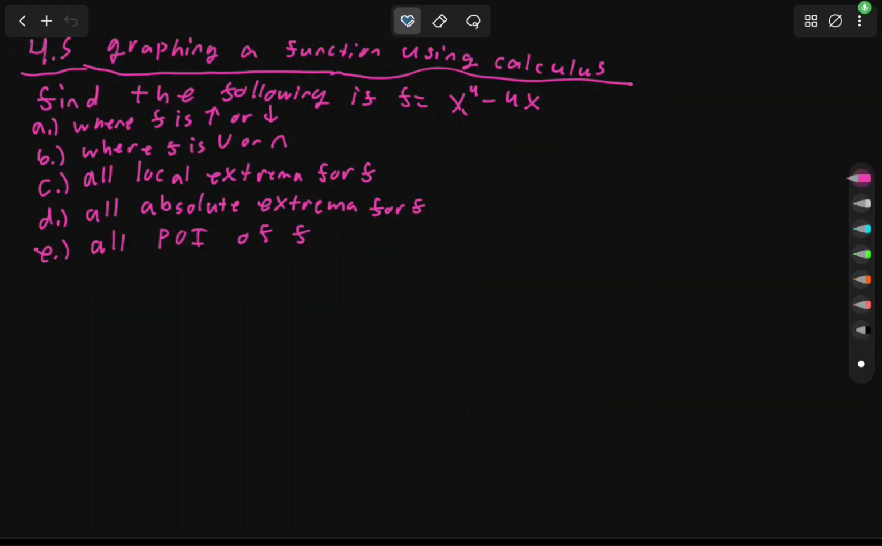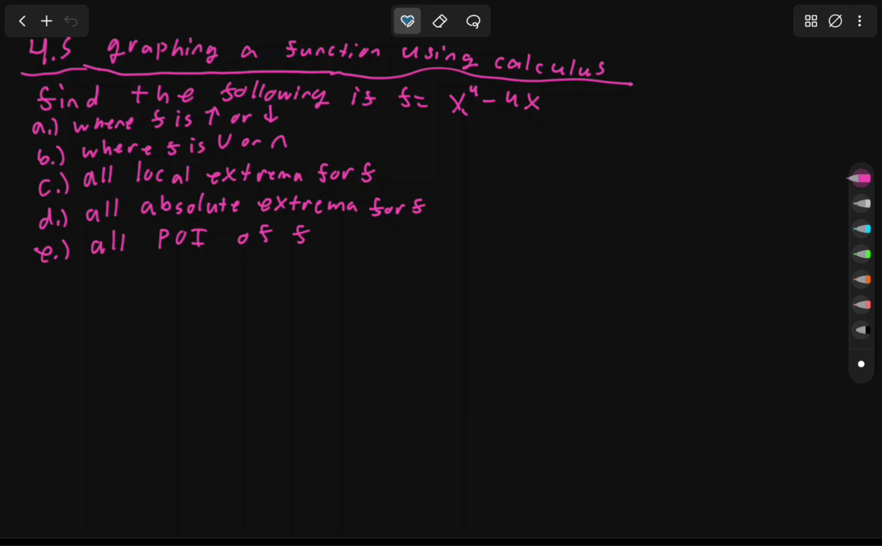Hello and welcome. In today's video, we're going to be going over topic 4.5, graphing. So, I just want to take a step back for a moment. Throughout your algebra days, you may have graphed a function.